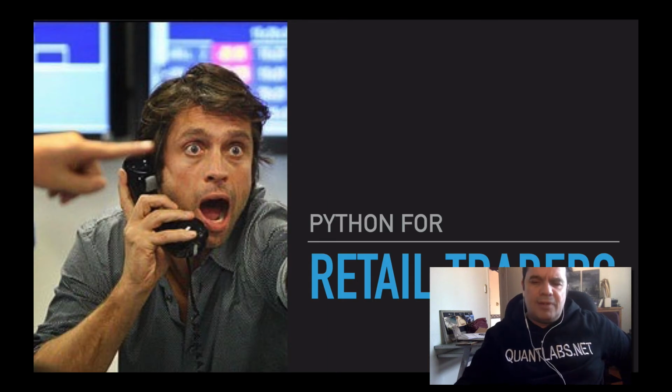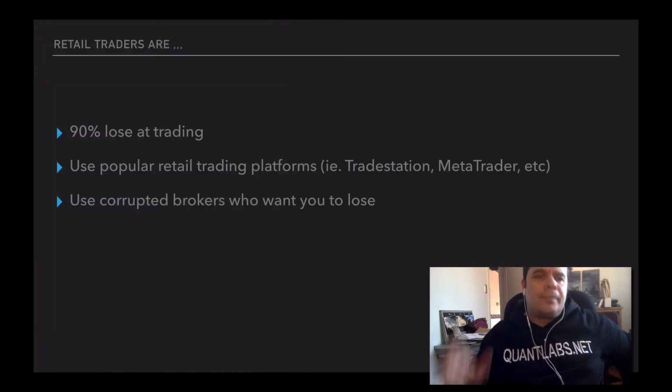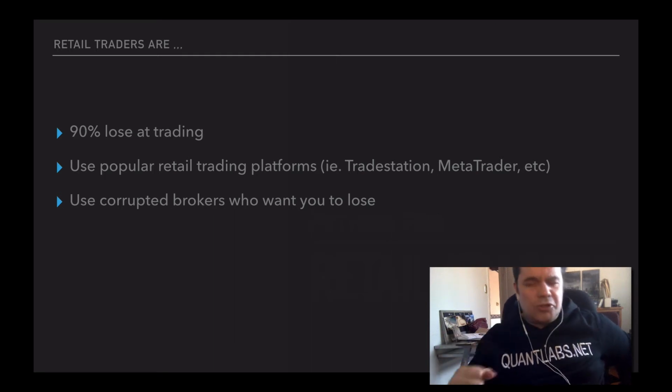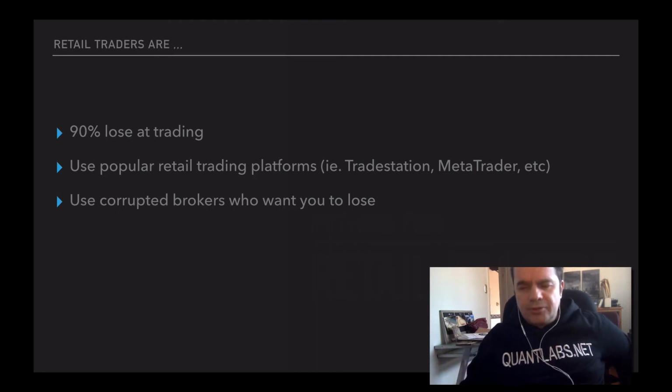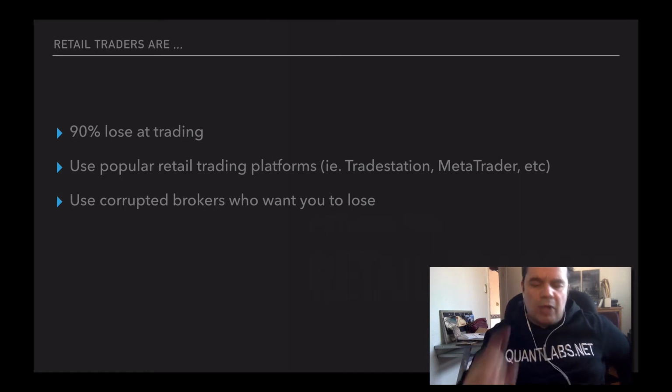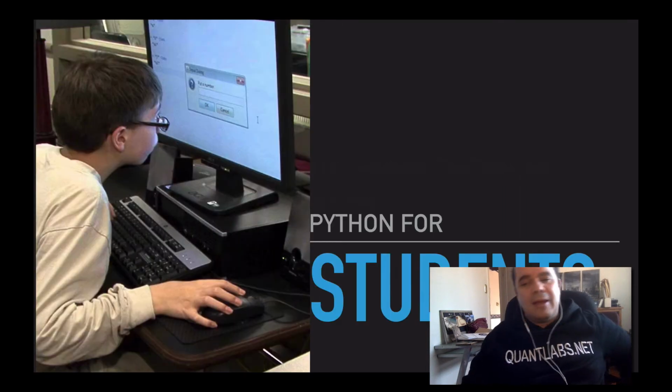First, let's talk about retail traders. As we know, 90% of these folks are losing at trading. It's pretty crazy. They also use popular retail trading platforms, which are very restrictive and constrict your capabilities as an automated trader. They are also pretty well tied back to corrupted brokers who want you to lose.